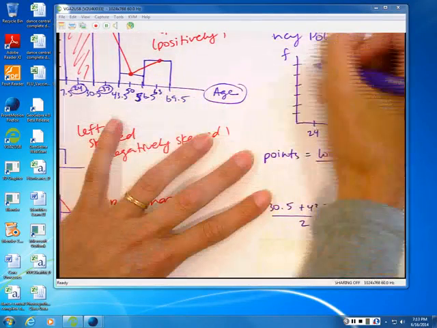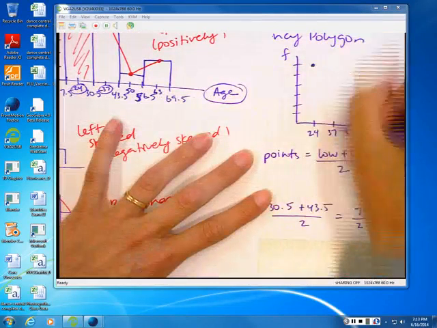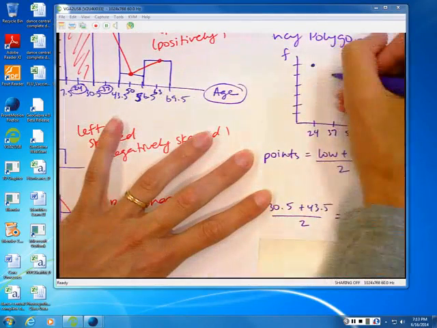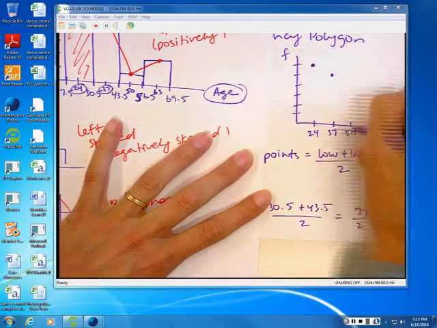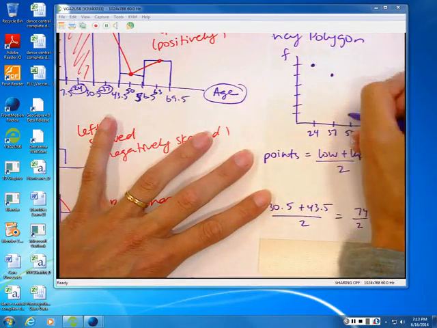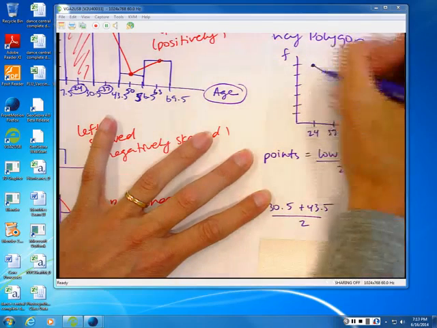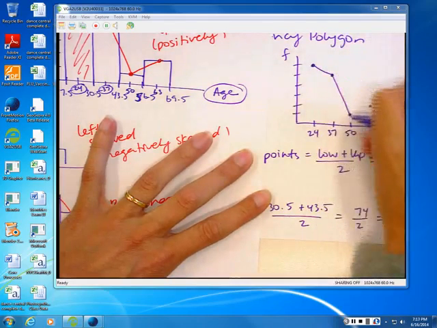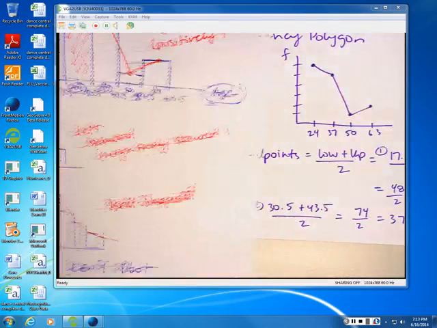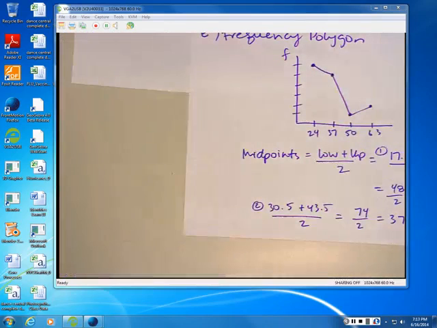So 6 on the 24. I'm just redrawing what I had in red. And then 5 on the next one for 37. 50 was at 1. And 63 was at 2. And I connect the dots. So that is my frequency polygon.